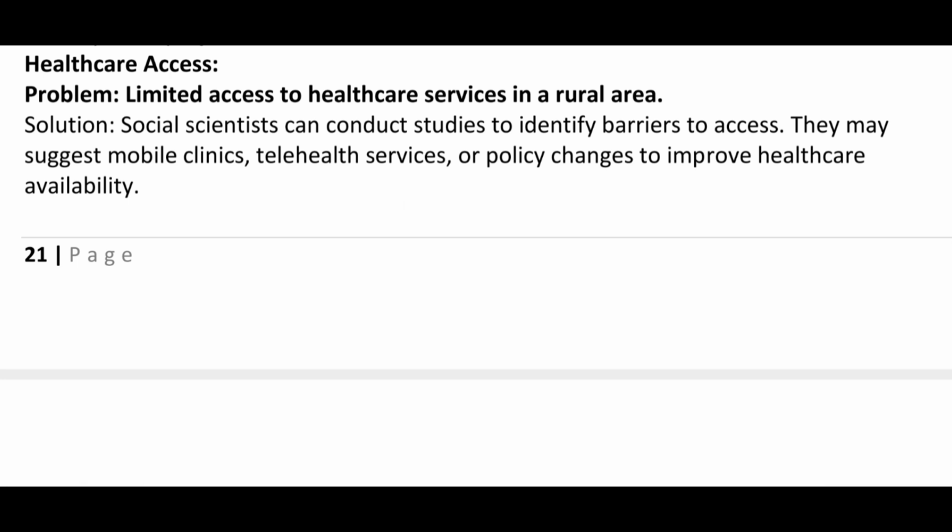Limited access to healthcare services in rural areas. So now you see in rural areas we have what? We have only PHCs. There also the doctors are very difficult to be found, right? Now, what we can do, social scientists can conduct studies to identify barriers to access. So what the social scientist can do is that they can identify the different barriers, the different strategies to access, all right?